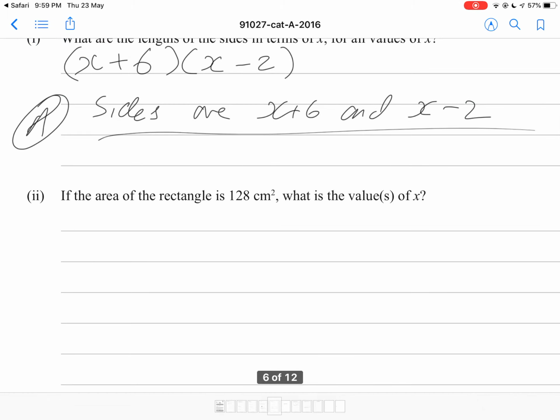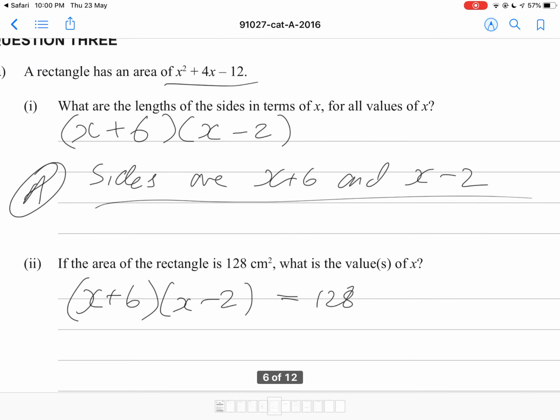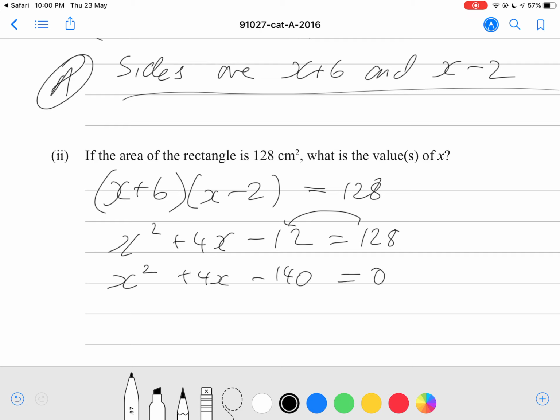If the area of the rectangle is 128 centimeters squared, what is the value of x? So, okay, you have the area of the rectangle. We already factorized it. So that's x plus 6 and x minus 2. And this area is equal to 128, okay? So basically, we're going to have to expand this again. So we're going to expand it back to this. So we're going to say x squared plus 4x minus 12 equals 128. We're going to move the 128 to the other side. It will become minus 128. So it's going to become x squared plus 4x minus 140 equals 0.